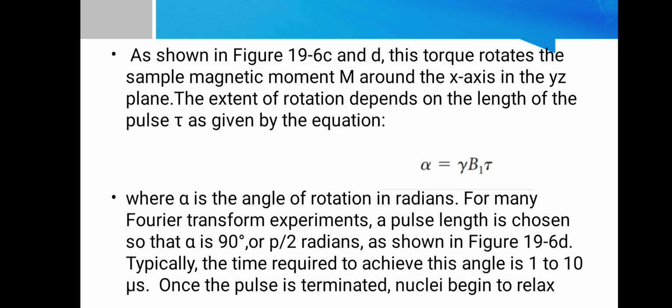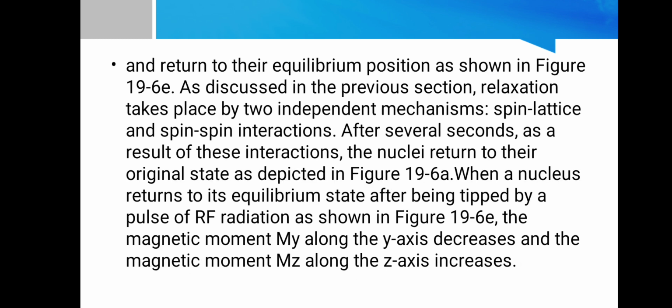microseconds. Once the pulse is terminated, nuclei begin to relax and return to their equilibrium position as shown in the figure. As discussed in the previous section, relaxation takes place by two independent mechanisms, spin-lattice and spin-spin interactions. After several seconds, as a result of these interactions, the nuclei return to their original state as depicted in figure 19.6a. When a nucleus returns to its equilibrium state after being tipped by a pulse of RF radiation, as shown in the figure, the magnetic moment My along the y-axis decreases and the magnetic moment Mz along the z-axis increases.